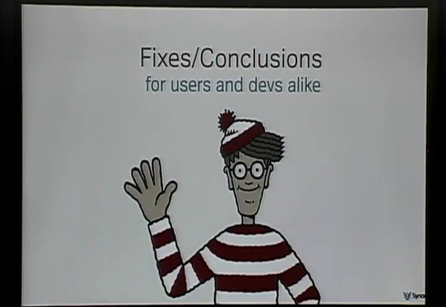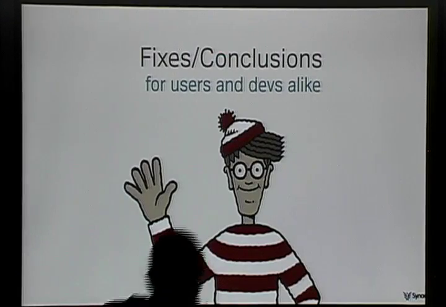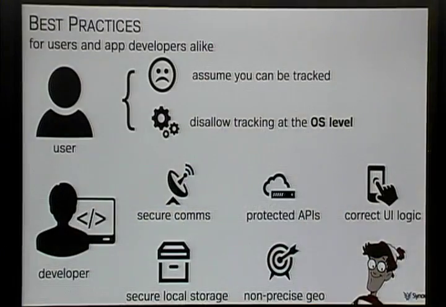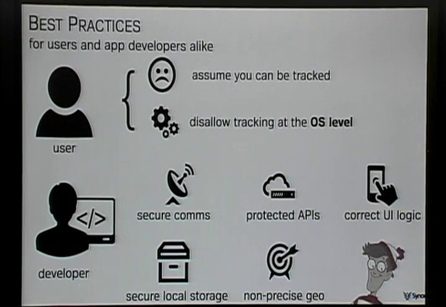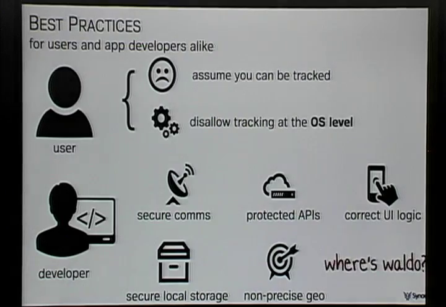So, as a location-aware app developer, what can you do to not fall in this trap? And as for your users, what can you do to protect yourself? Users, assume that you can be tracked. Accept it as a fact and act accordingly. If you're really paranoid, drill down into the location preferences in your phone and turn off location sharing for apps at the OS level. Developers, you really need to be sure you're implementing your secure comms correctly.